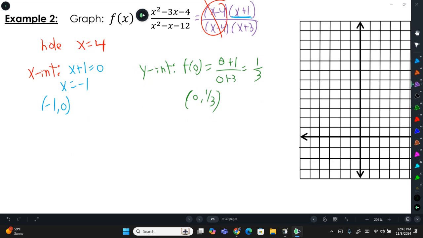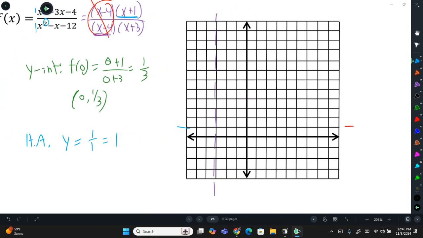Now our vertical asymptotes, we're only going to have one, at x equals negative 3, because I've already accounted for x minus 4 being a domain restriction because of the hole, and what's left is the x plus 3 factor, so vertical asymptote at x equals negative 3. And then a horizontal asymptote at y equals the ratio of the leading coefficients, because we had x squared over x squared. The degrees are the same, so it's 1 over 1, or 1. So let's go ahead and draw those.